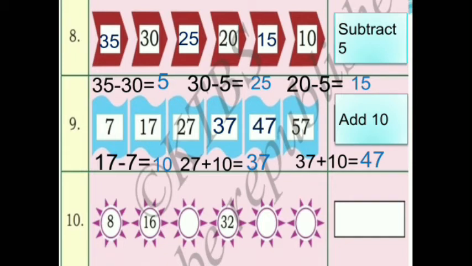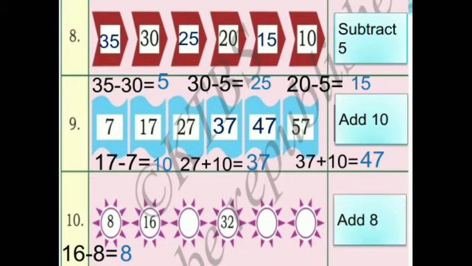See the next question. 8, 16, dash, 32, dash and dash. To find out the missing number, we should subtract 8 from 16. What is 16 minus 8? Yes, 16 minus 8 is equal to 8. See this pattern. Is this increasing order or decreasing order? Yes, increasing order. To find out the next missing number, we should add 8 to 16.